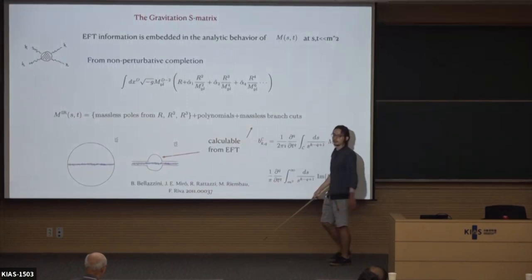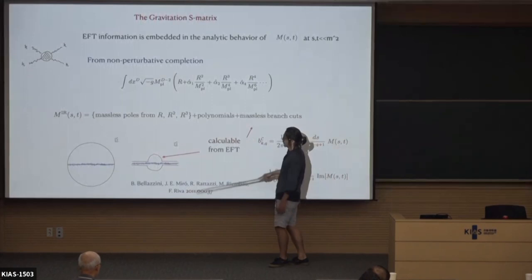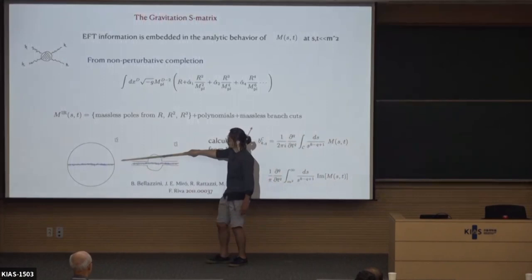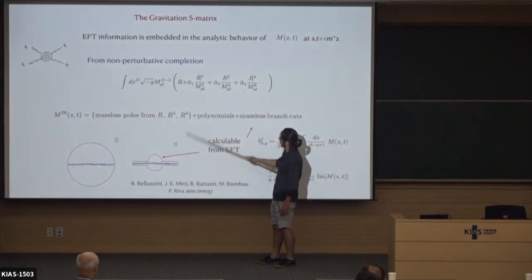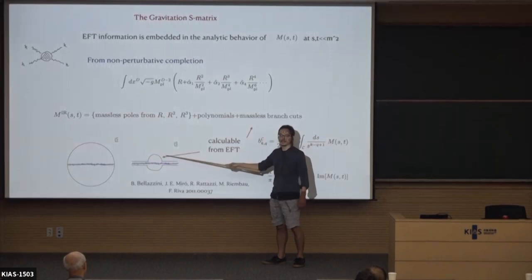If you have this situation, then what you can do is consider a contour integral of this form, where you have a low energy arc compared to this infinity, which is a high energy arc. And since, again, at S near zero, and of course we're keeping t small, you start with an EFT, the behavior of your amplitude here is calculable. So this is calculable from your EFT.